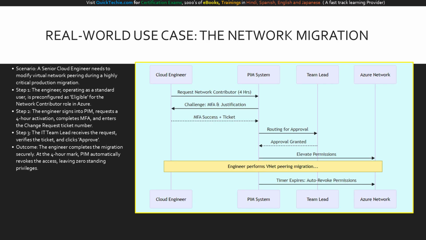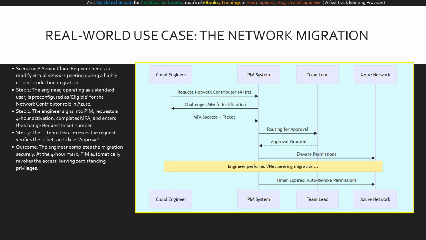To bring this all together, let's look at a critical, real-world use case. Imagine your company is executing a complex network migration. A senior cloud engineer needs to modify virtual network peering rules in your production Azure environment. Under a legacy model, they would possess standing, permanent network contributor rights, representing a massive risk. Using PIM, we secure this process.